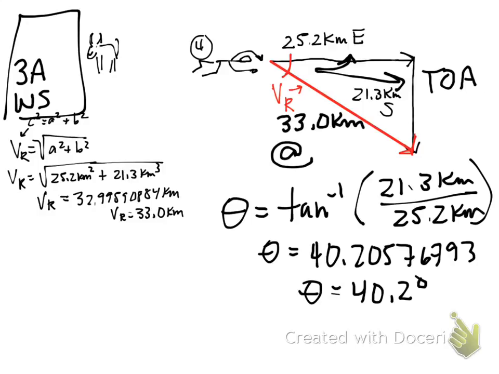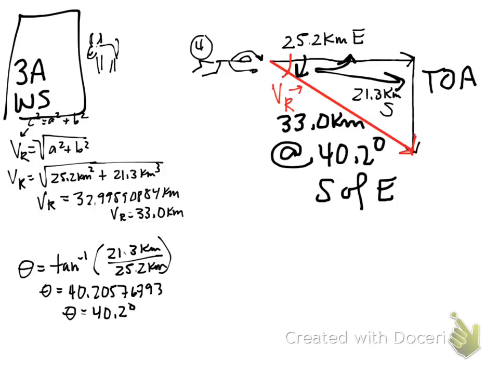40.2 degrees what? South of east. South of east. Because we're starting from the east and we're dropping south from there. So our final answer, okay, so that's our final answer: 33.0 kilometers at 40.2 degrees south of east. Are you all relatively comfortable with doing those? Okay, not too bad. And this is called finding the resultant.